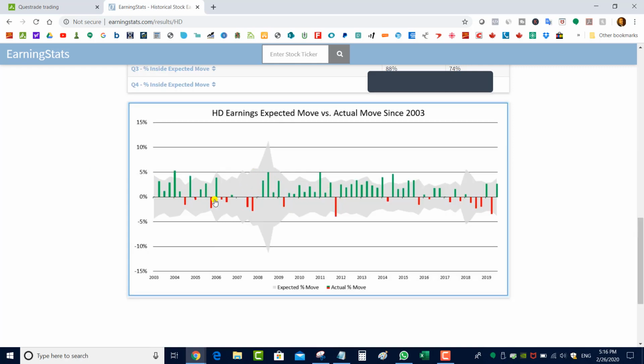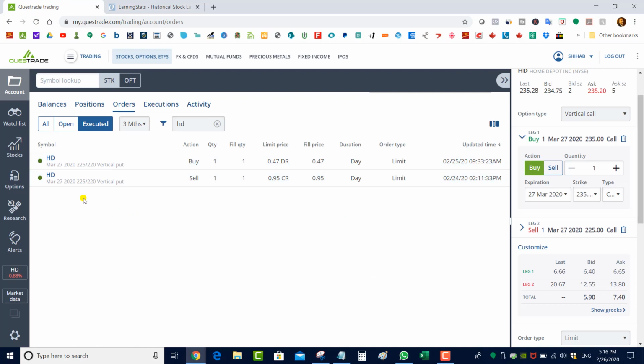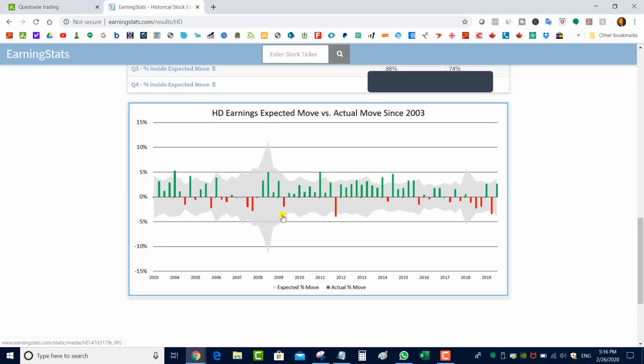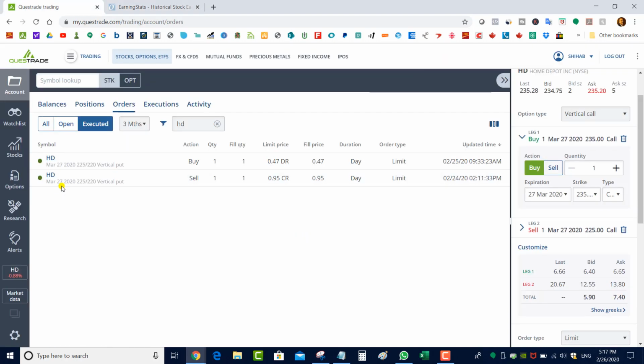And if you look at the graph here, you could see that you see more green than you see red. It goes up after earnings more often, and even when it goes down, it doesn't go that much. So my short strike that I had at 225 when Home Depot was trading at 240 is relatively safe, especially that I still give myself an extra 30 days. This site considers the same week expiration, so a February 28 expiration, for example, in this case, but I took a March 27 expiration, so I even went further than expected move.